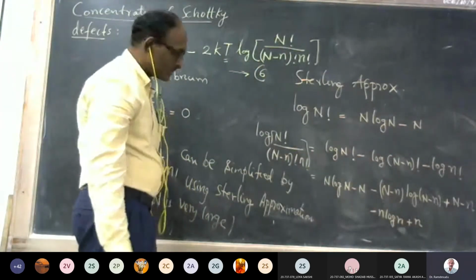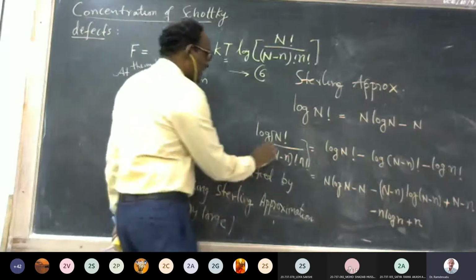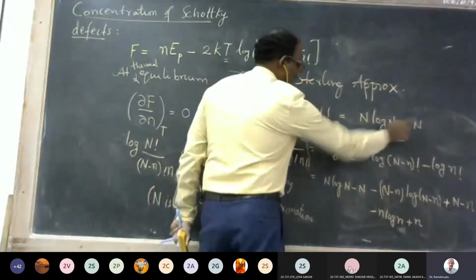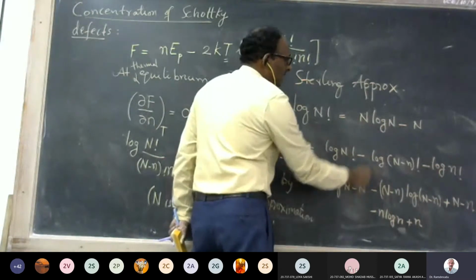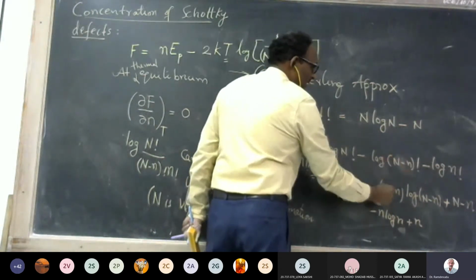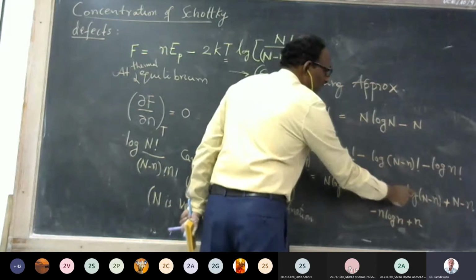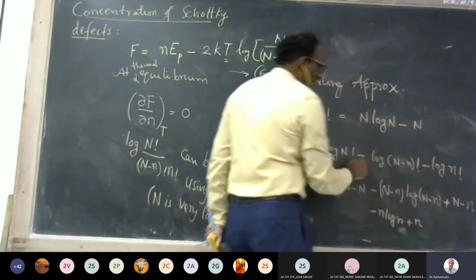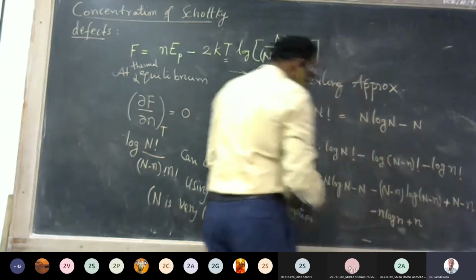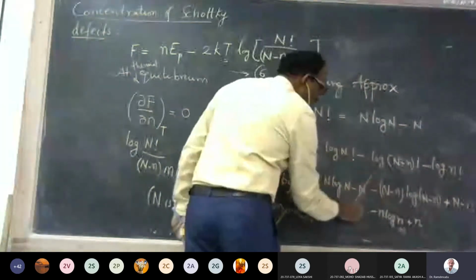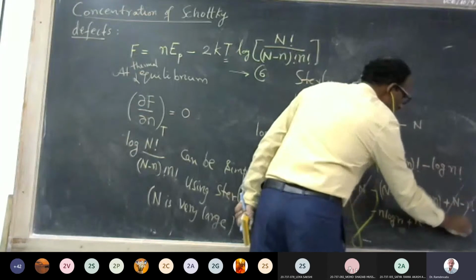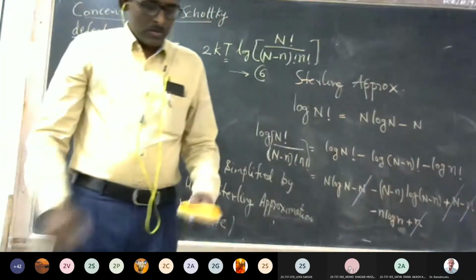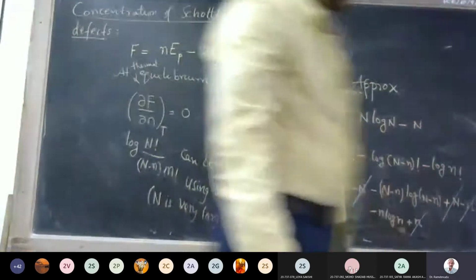Did you follow this? Anybody? Any doubt in this? I should write N log N minus N. So N log N minus N, for this factorial of N. Then minus (N minus n) log (N minus n), and because I have a minus sign here, it will become plus. Thereby, I can cancel this minus N, this plus N, this minus n, this plus n. Now I stop here.